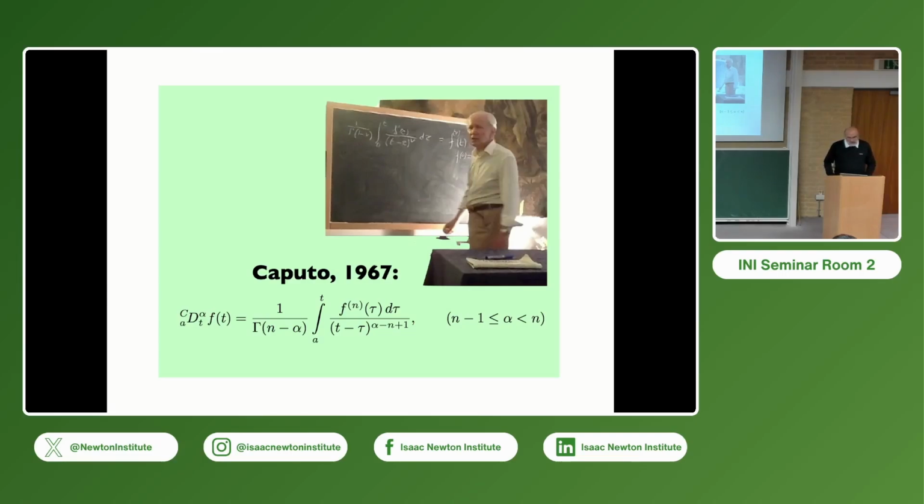Later, a physicist, Professor Michele Caputo, who is still alive and active, by the way, 90-something, 95 maybe, came with his definition version where he interchanged the order of integration and differentiation, and this allowed the use of classical initial conditions, like the function values, the derivative values, and so forth.